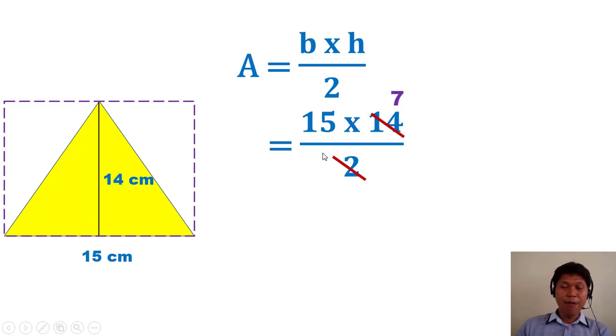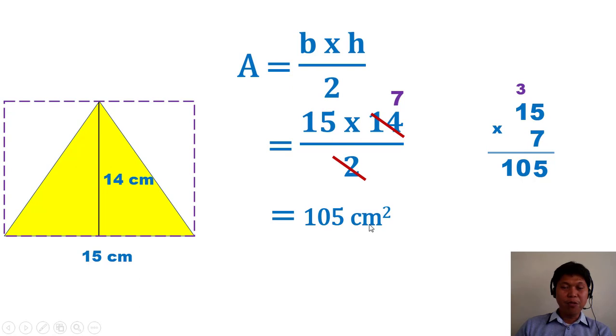So instead of having a divisor of 2, we got a new equation, which is area is equal to 15 times 7. And aside from that, it will be easier for us to solve because we are going to deal with smaller numbers. And this time, there is no division anymore. So 15 times 7. 7 times 5 is 35. Write 3. And then 7 times 1 is 7, plus 3 is equal to 10. Therefore, the answer is 105 square centimeters.